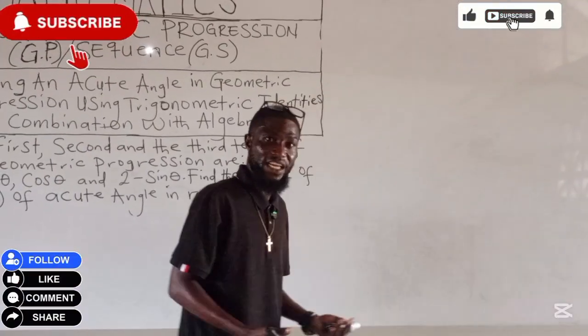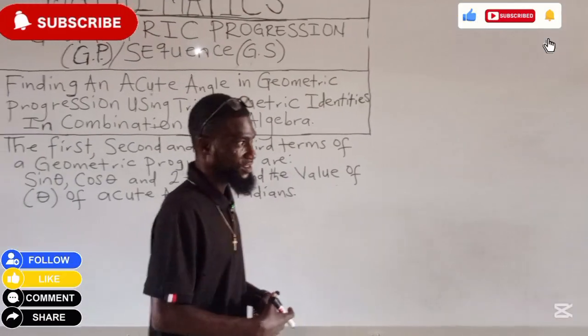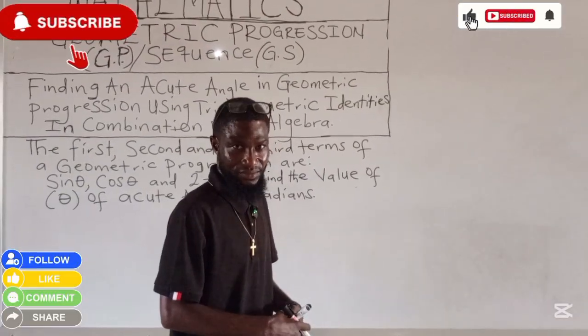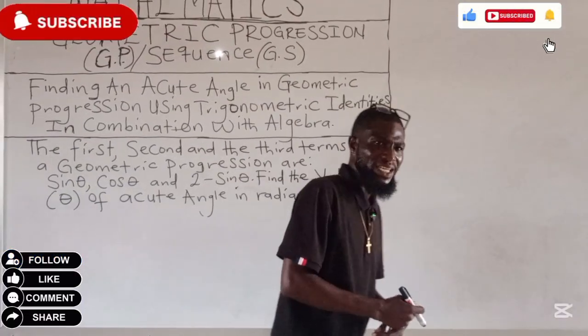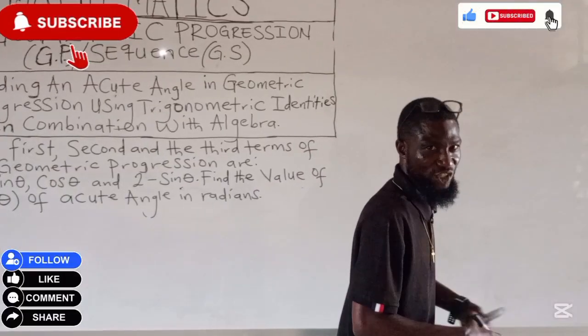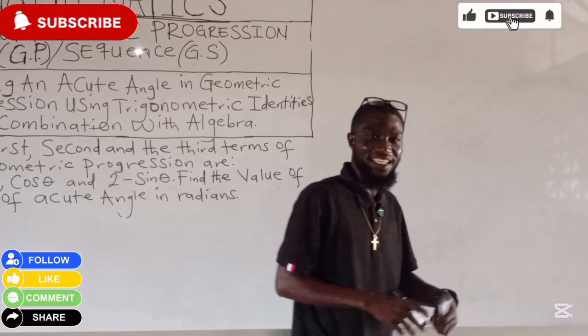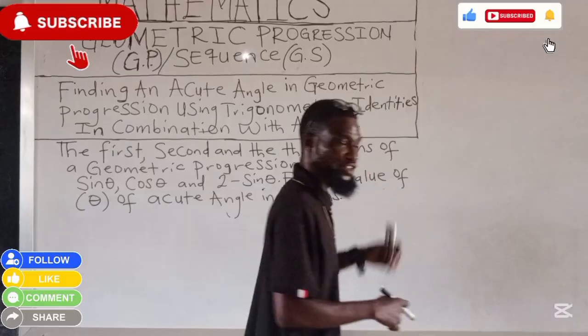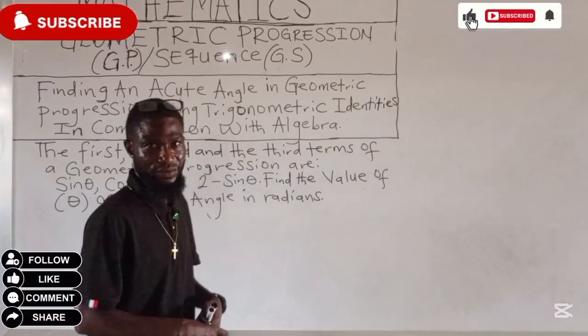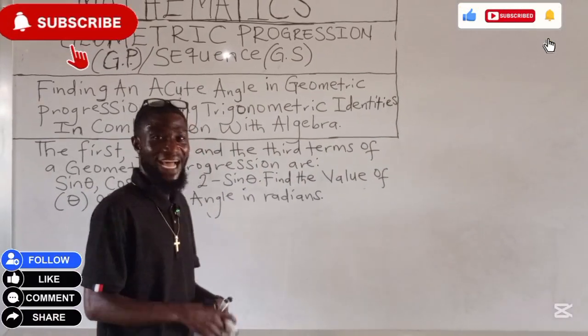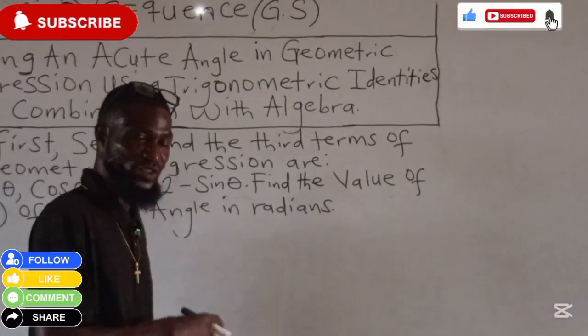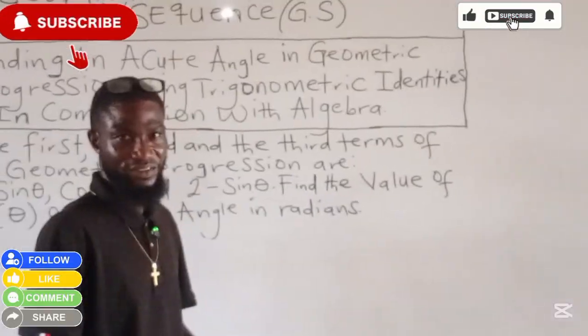On this note, ladies and gentlemen, I was told that geometric progression or geometric sequence is a sequence where each term is multiplied by the same number to get the next term. And I was also told that that same number is called the common ratio. I was told that Euclid made a contribution to geometric progression, and that Archimedes also made a contribution to geometric progression.